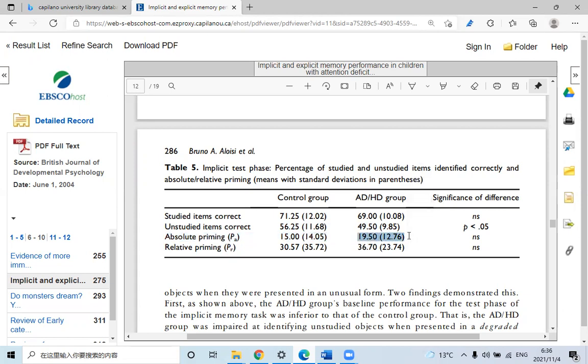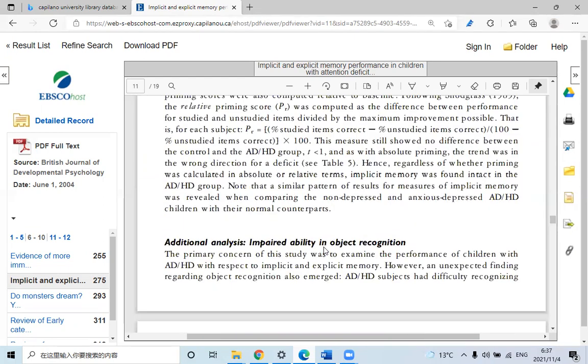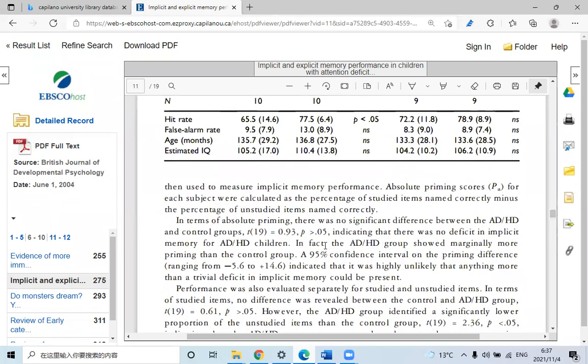It seems the ADHD group is a little bit better than the control group, but it's non-significant. The difference is not big enough to reach statistical significance. For the relative priming measure, the ADHD group also seems to be better than the control group, but still is not big enough to reach statistical difference. The table is very good, it tells you the mean and the standard deviation. In the parentheses, you have the standard deviation. Let's read more about the results.